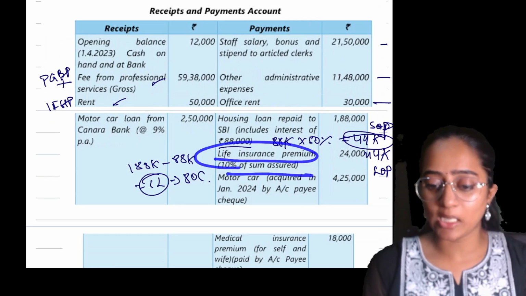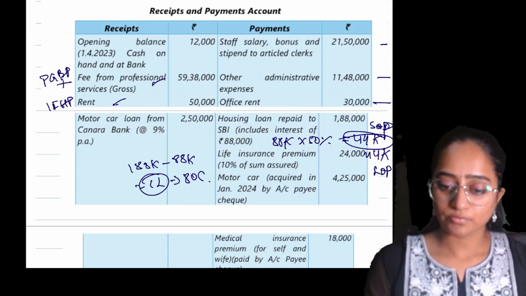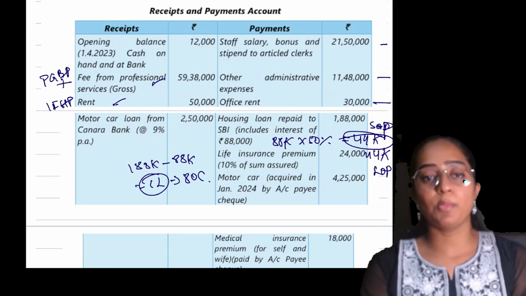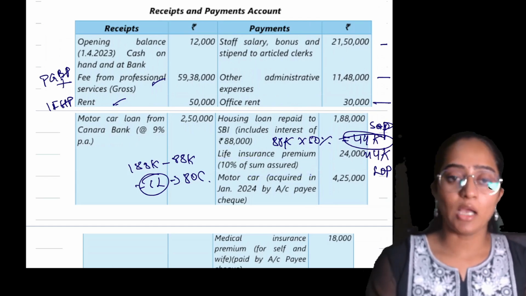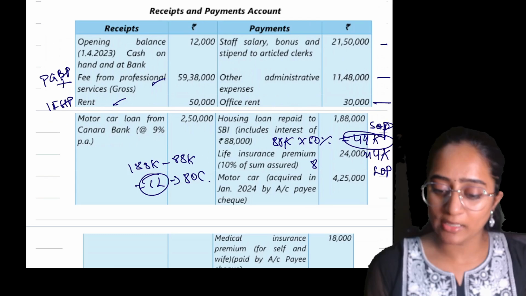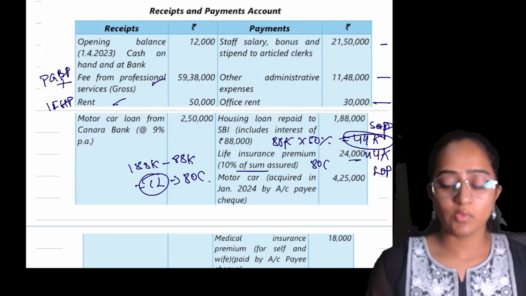Life insurance premium is 10% of the sum assured. How much is the ATC going to be? Life insurance premium of 10% of the sum assured will also come under ATC. 10% of the sum assured is 84, so it's totally allowed. You will get the ATC deduction.